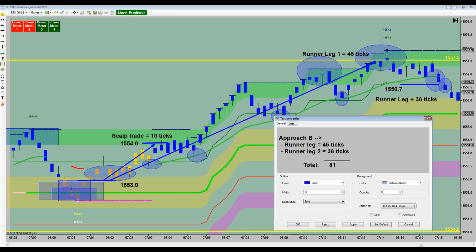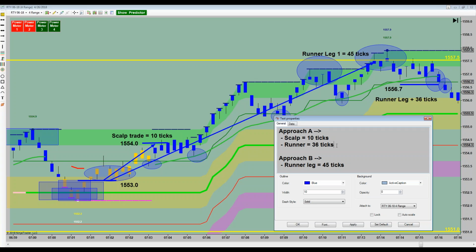How much is 81 ticks worth? Times $5 a tick equals about $405 roughly. So $400, let's call it. Just use a round number. 405. Approach A, on the other hand, was worth how much?